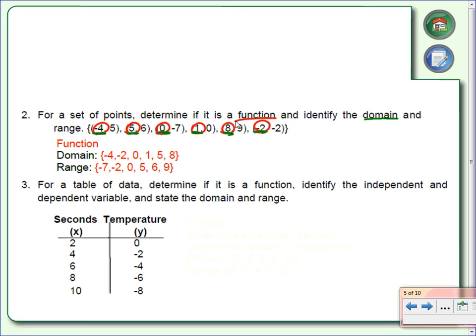Notice how they also asked for the range or the y values. The y values were 5, 6, -7, 0, 9, and -2. Again, they don't need to be in any particular order, but we do need to have those numbers listed. Those are the y values in this set of points. So domain were the x's, range is the y's. We know it's a function because no x's were repeated.